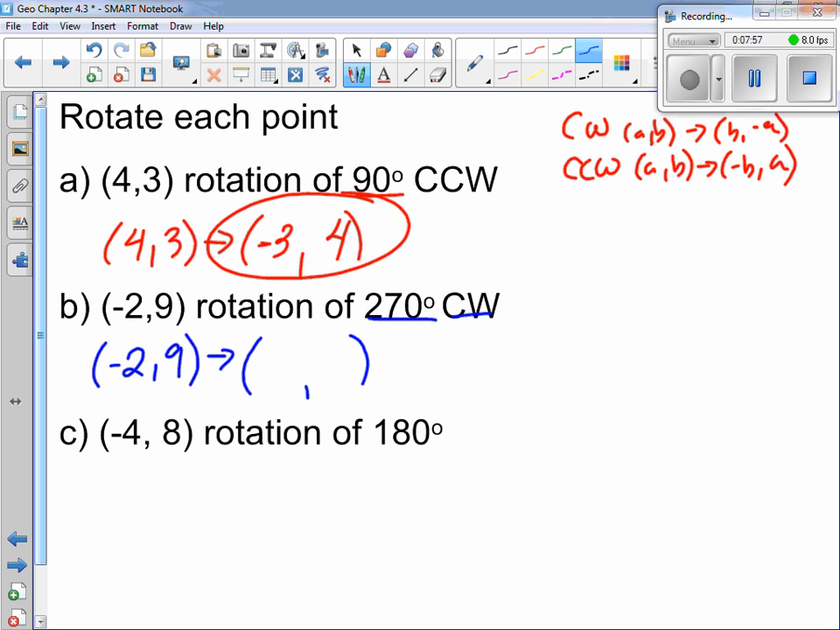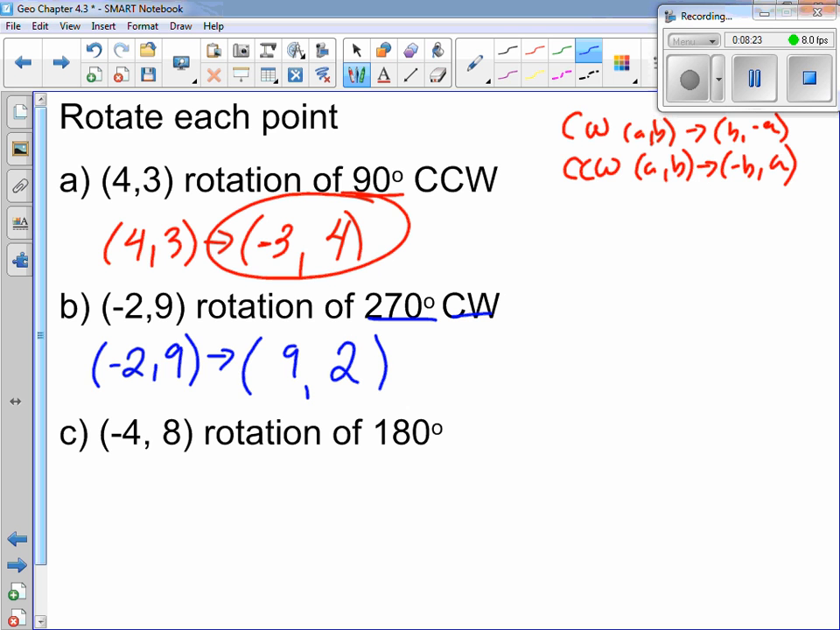So I'm going to flip these. 9 would go first, negative 2 would go second, yes? And which one do we make negative, since we're going clockwise? It would be the 2, because we make the second one negative for clockwise.